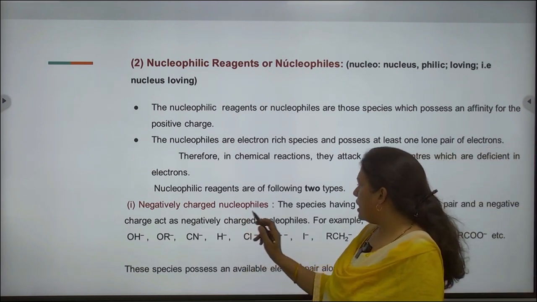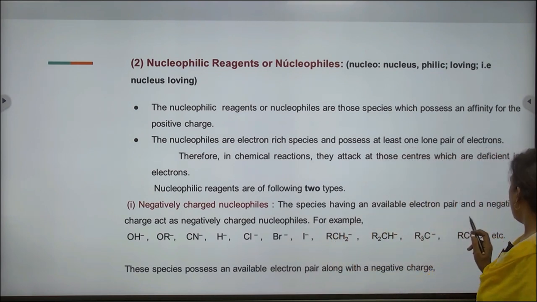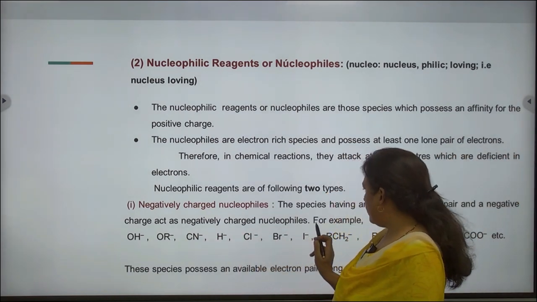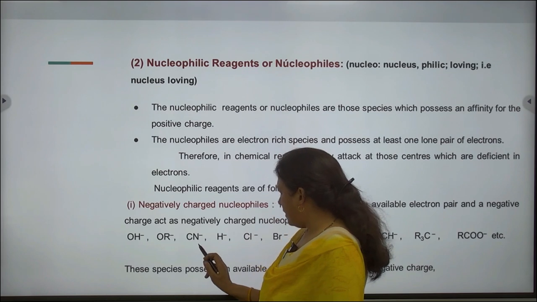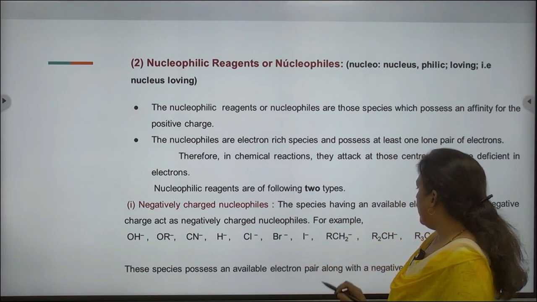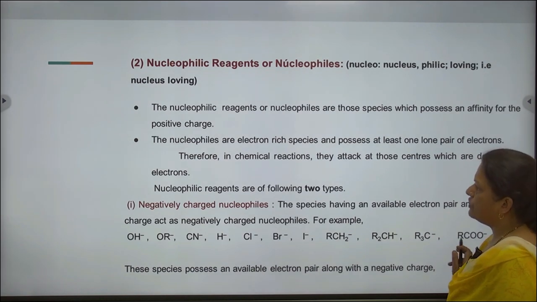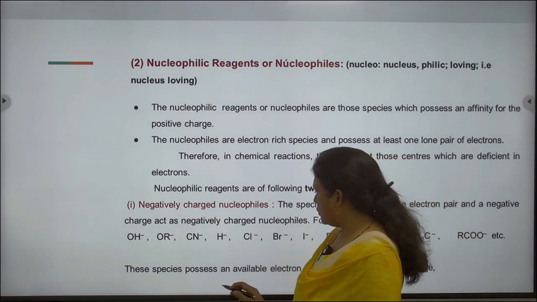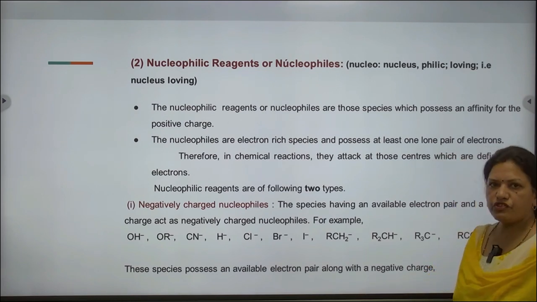First, negatively charged nucleophiles. Species having an available electron pair and a negative charge act as negatively charged nucleophiles. Here, hydroxyl ion, alkoxyl ion, cyanide ion, hydride ion, chloride ion, bromide ion, iodide ion, and primary, secondary and tertiary carbanions, acetate ions, etc. act as negatively charged nucleophiles. These species possess an available electron pair along with a negative charge.